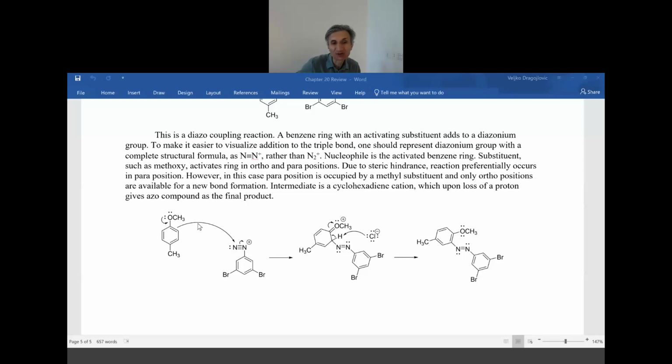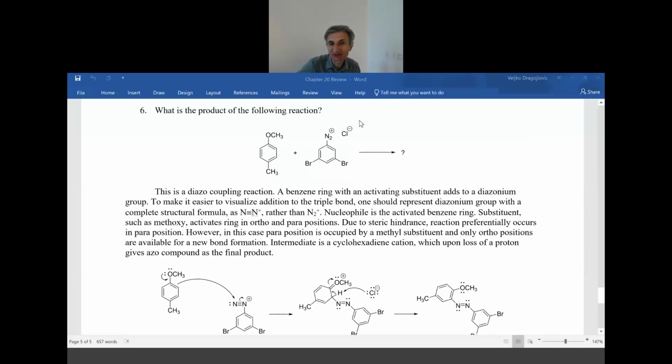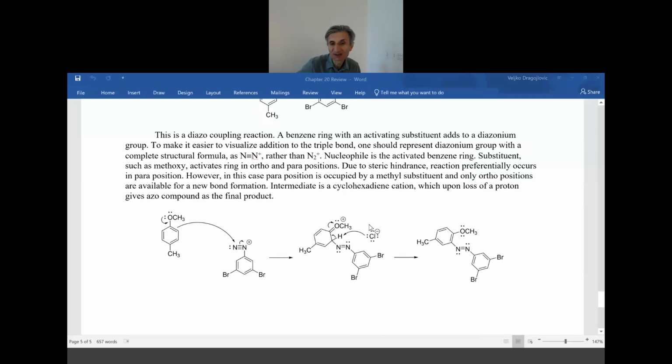So ortho carbon forms a bond to nitrogen. This is the intermediate. This is diazonium chloride. So chloride anion is spectator ion. In this case, we can assume that chloride anion will play a role of a base. So chloride anion picks up a proton to regenerate aromatic ring. And so this is the product, azo compound.